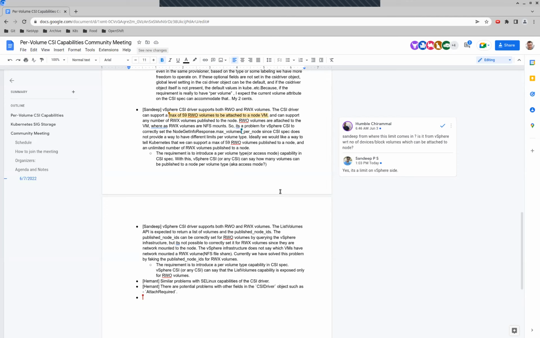A similar problem will be with the capacity responses also, right? Because the capacity from which a read-write once block device is being provisioned and the capacity from which read-write many volumes are getting provisioned could be different. Oh yeah. So that kind of argues that it would have been better to have two different CSI drivers for the two different cases. And you could make the same argument about my problem with NFS and iSCSI. It would have been better to make two different CSI drivers, one for iSCSI, one for NFS.